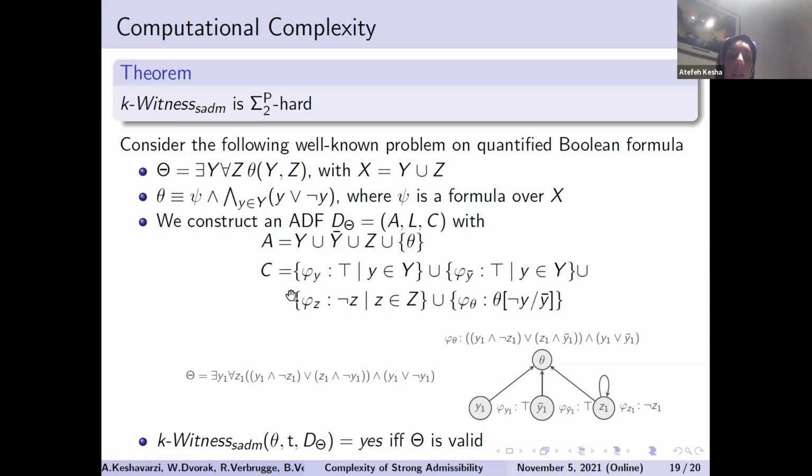And for the acceptance condition, we assign all the arguments of y and y bar to top. For the acceptance of z, we assign all of them to negation of z, and we replace all the negations of y in theta with y bar, and we prove that this decision problem answers yes if and only if theta is a valid formula.